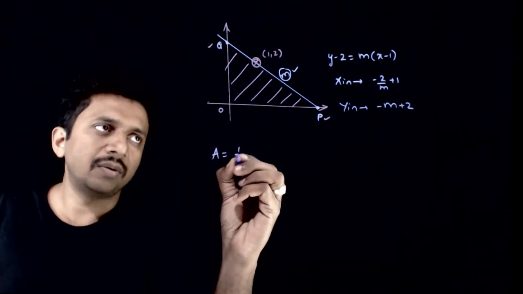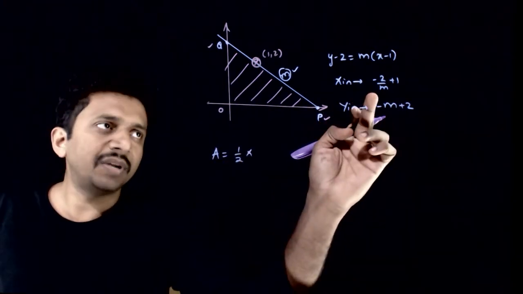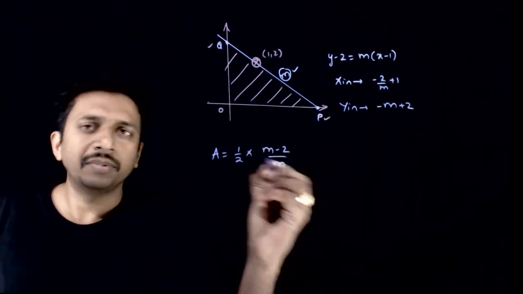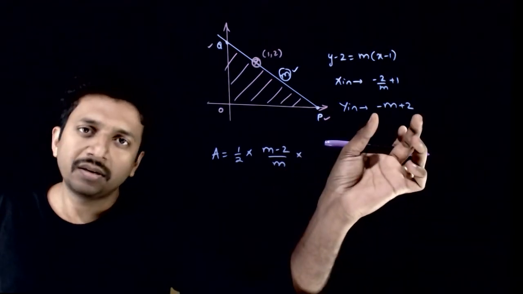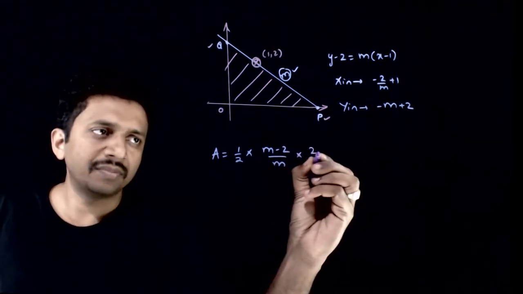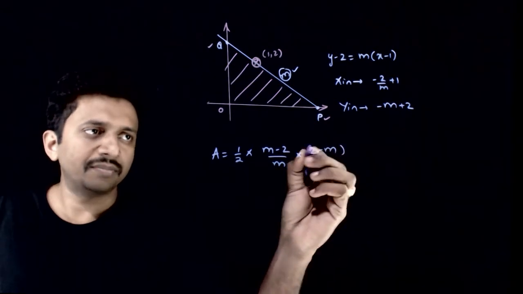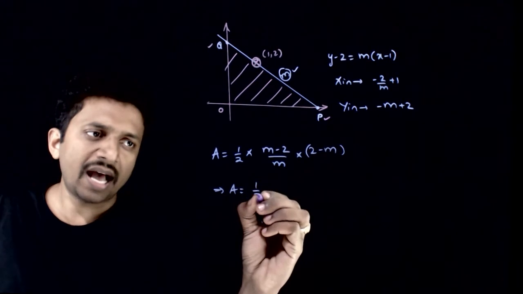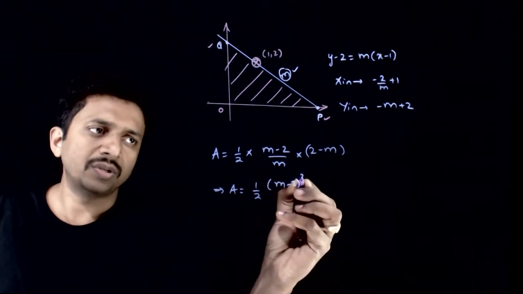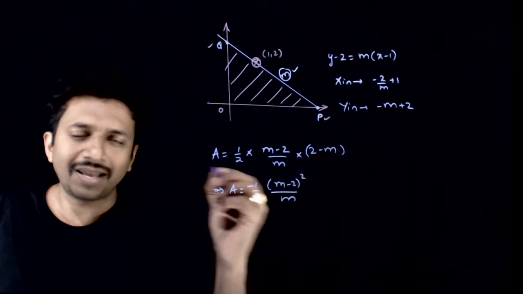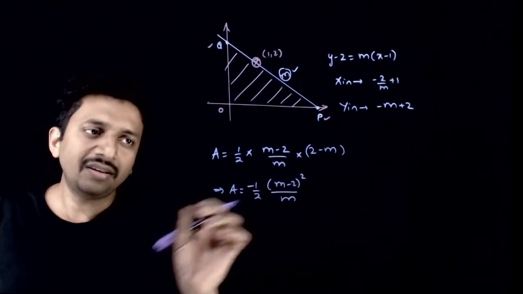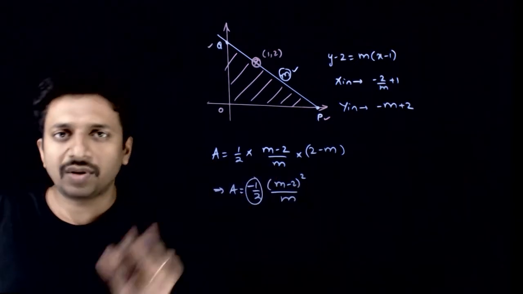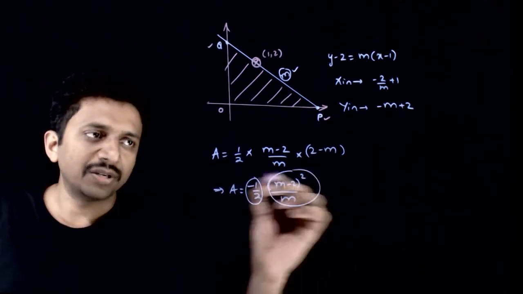So the area is equal to half times the x-intercept, which, if you take the LCM, is (m minus 2) by m, into the y-intercept, which is 2 minus m. So this implies area is equal to half times (m minus 2) whole square by m, with a minus sign. If you are looking for just the magnitude, you can neglect this. So (m minus 2) whole square by m. That's what the area depends on.